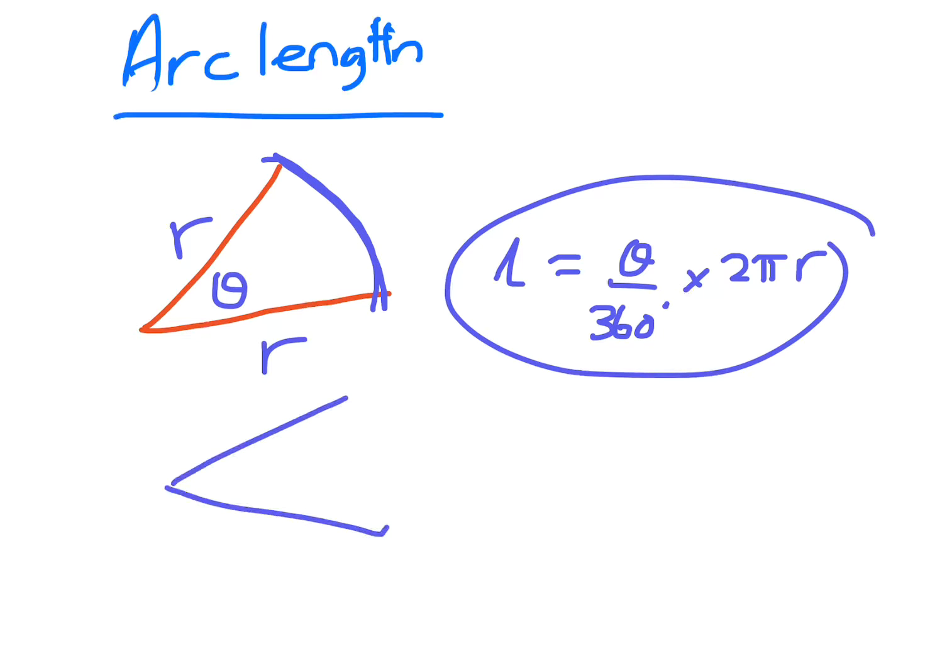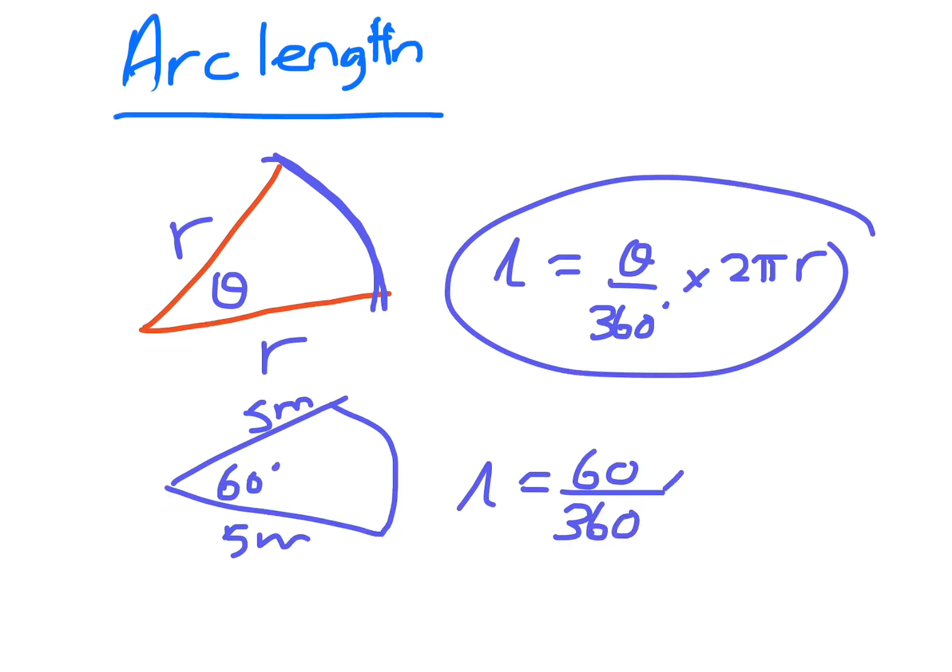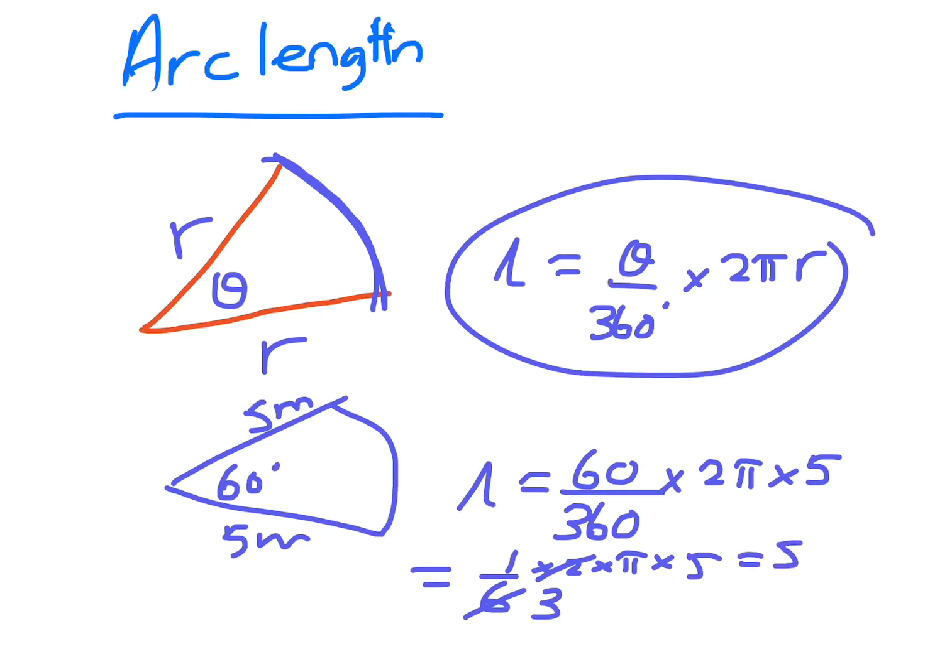If that was 60 degrees, 5 meters, and 5 meters, the length of the arc would be 60 on 360 times 2 pi times 5. So that would be 1 on 6 times 2 times pi times 5. 2 goes into 6 3 times, so it will be 5 pi on 3. That's just the length of this arc that's out here.